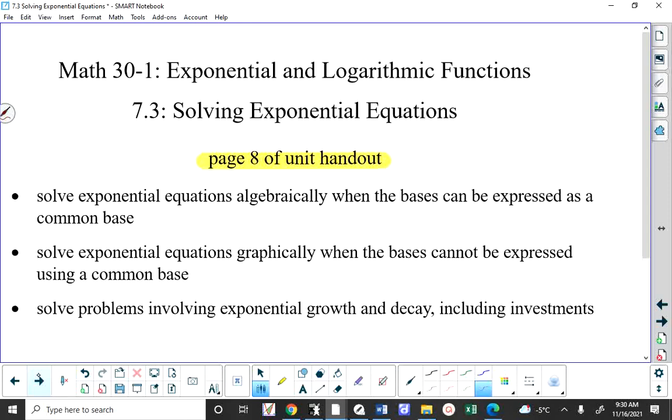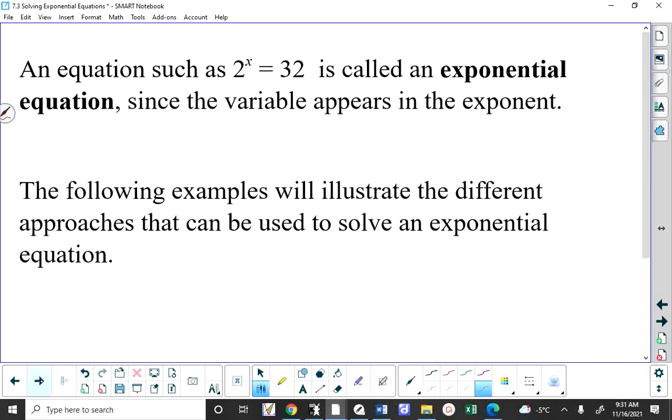They're more work than it needs to be. The types of exponential equations we're going to be solving today are very specific, but before we get to the specificity of those equations, let's talk about what an exponential equation is.